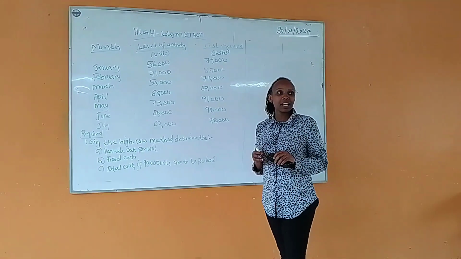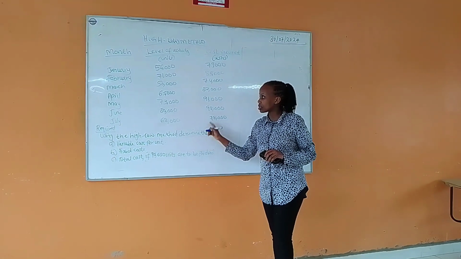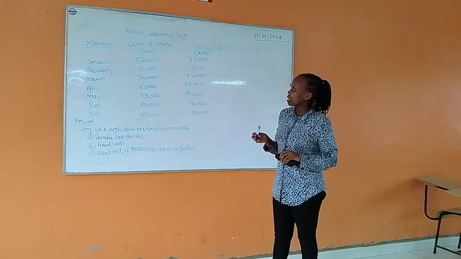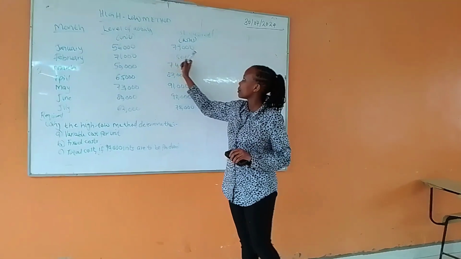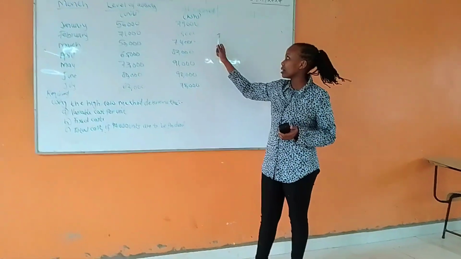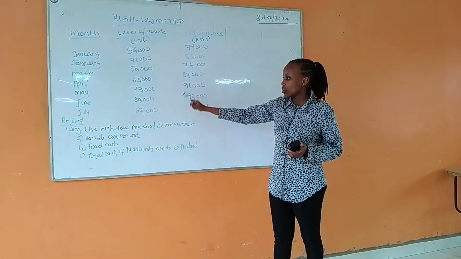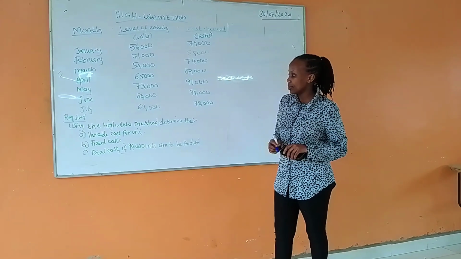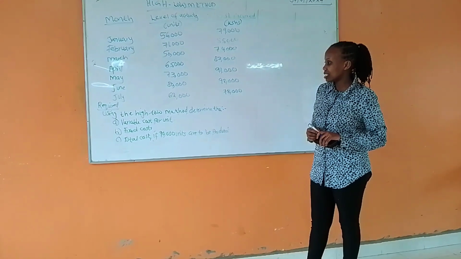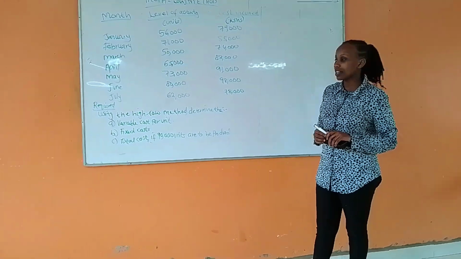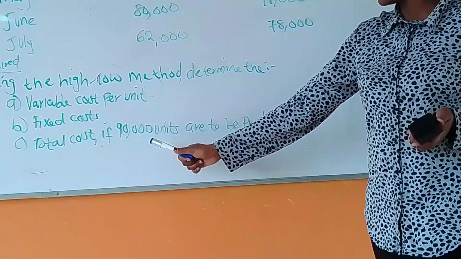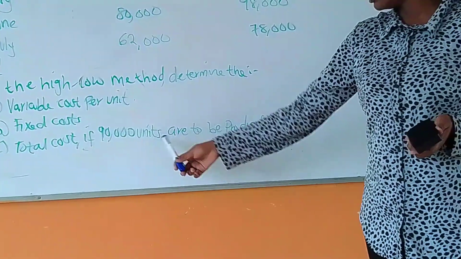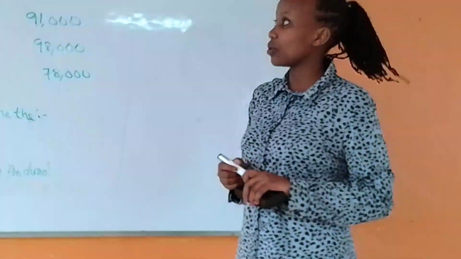To help us understand that, we are going to solve this question where you are given the number of months, the level of activity in units, and cost in Kenya shillings. You are required, using the high-low method, to determine 1, the variable cost per unit, B, fixed costs, and C, total cost if 90,000 units are to be produced.